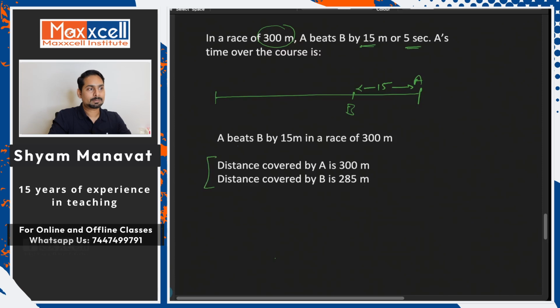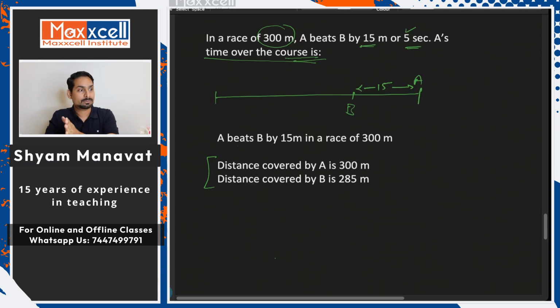Now if I see it from the time point of view, I don't know how much time A is taking. That's what we need to find out: A's time over the course, that means the total time taken by A to cover this entire race. Whatever time A takes, B is taking 5 seconds extra, right? Now why is B taking 5 seconds extra? Because B is slower, obviously.